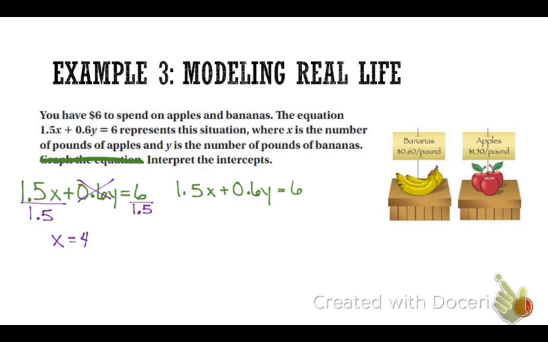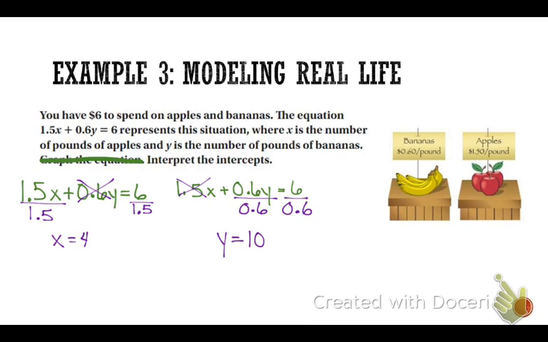Okay. Now let's come over here and solve for the y-intercept. If I'm solving for the y-intercept, what do I plug in for x? 0. Okay, so that cancels. Now I divide both sides by 0.6. Did you guys do that? Okay, you're working on it. So what would y equal? 10. Okay, y equals 10.